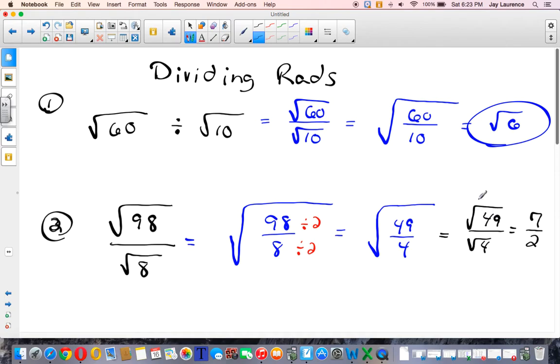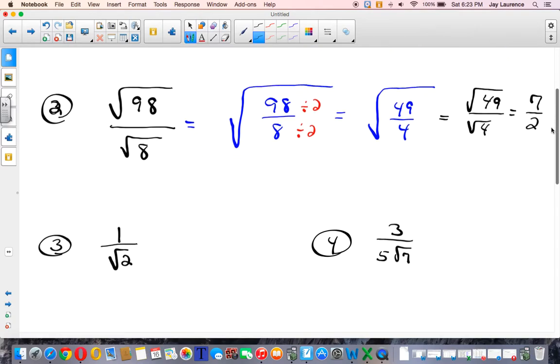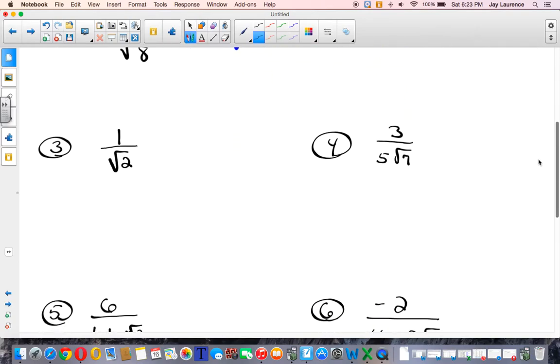Now, the only danger in doing this, you have to be careful and make sure the denominator is a rational number. If you have a rad of a non-perfect square in your denominator, it's not rational, and you'll have to rationalize the denominator, and I'll talk about that at the end of this video. Oh, actually, I'm going to talk about it right now.